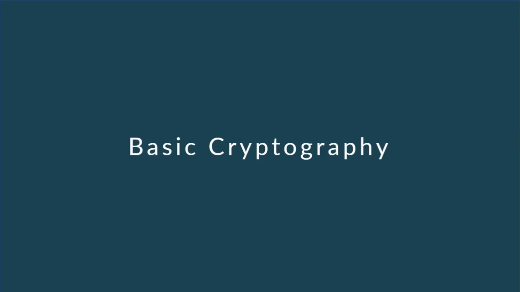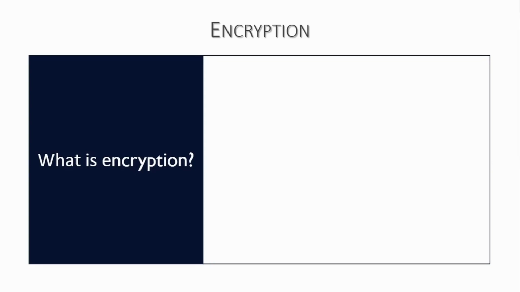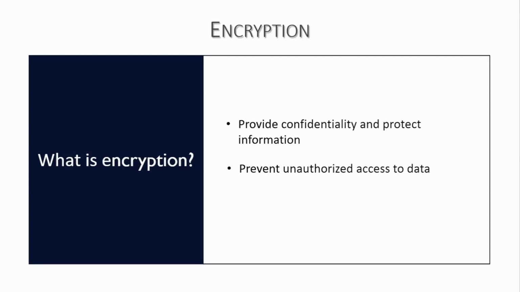In this lesson, we will learn about basic cryptography. First, we have encryption. Encryption is used to provide confidentiality and not let an unauthorized person see or access the protected information. And that's by changing or encrypting the original data in plain text, the readable form, to a ciphertext that cannot be understood unless it was decrypted in some way.